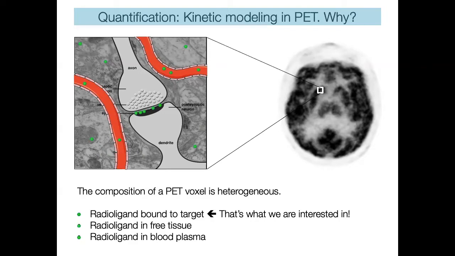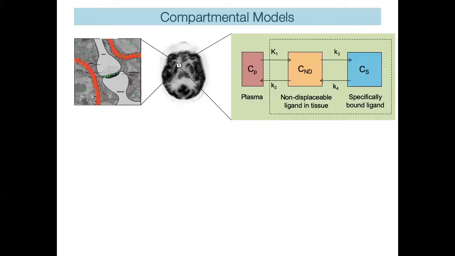So you have all of these, what we call compartments, in one voxel of your image. And because we have these different types of radiotracer binding, or really the existence of radiotracers in different types of tissues, we come up with compartmental models to quantify that.